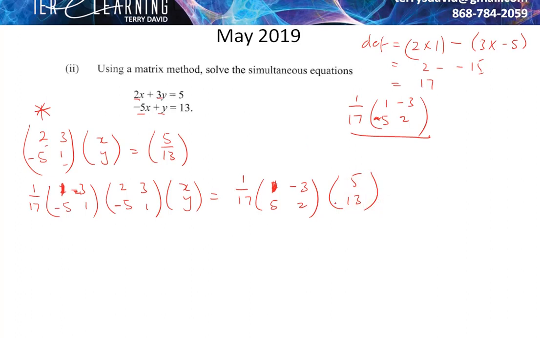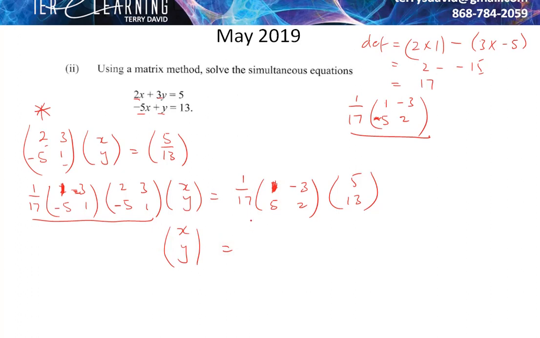Okay, so now this is how we solve a simultaneous equation using the matrix method. This whole piece here is going to give me my identity matrix, right? So my identity matrix multiplied by xy. So what is going to happen on the left side? You're going to end up with just xy alone.